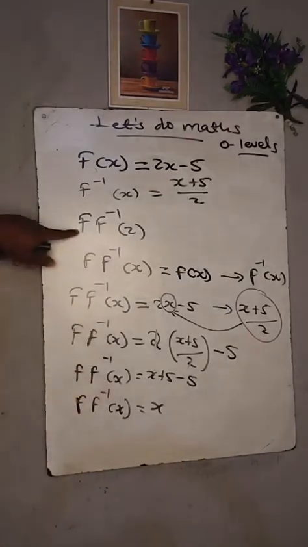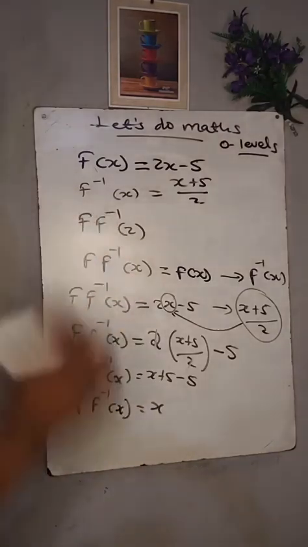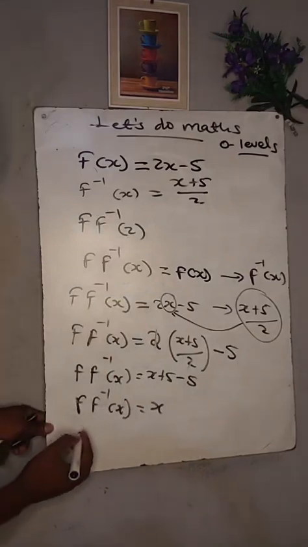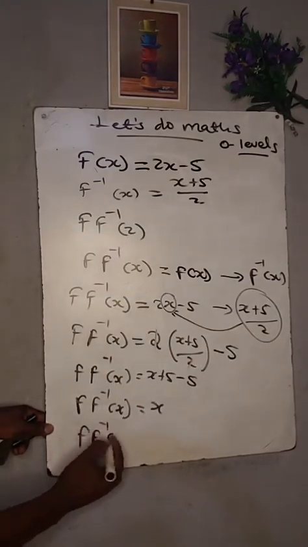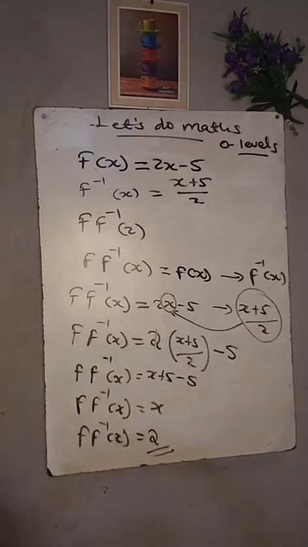Then on this function here, we have f of f inverse of 2. So now where there is x, we put 2. We just write f inverse of f of x, f of 2 now is equal to, where there is x, we just put 2. So our answer is 2.